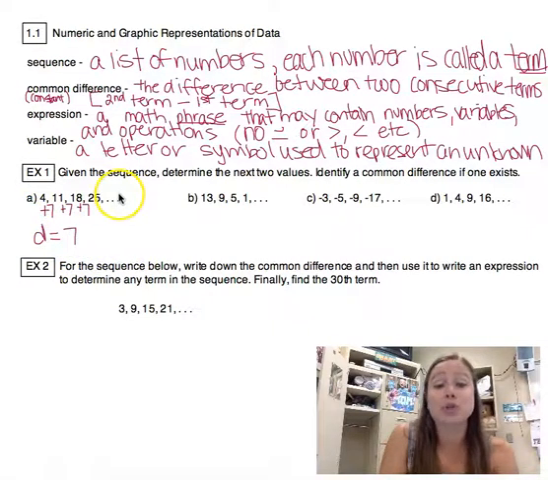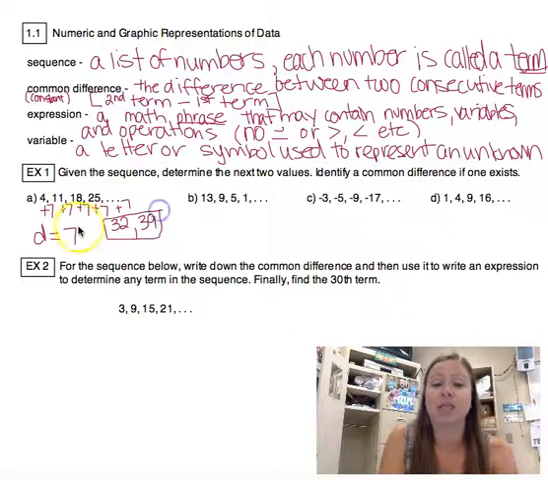The next two values in the sequence, if I continue my pattern, if I add 7 again, that gives me 32. And then if I add 7 again to that, that would give me 39. So 32 and 39 are the next two values. The common difference is 7.